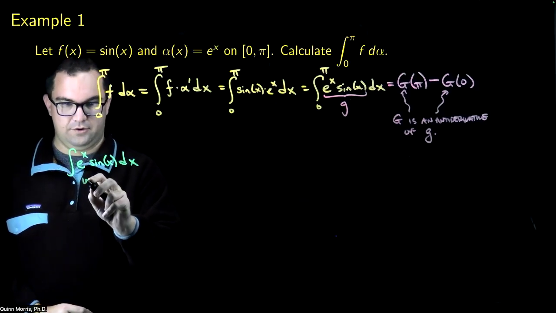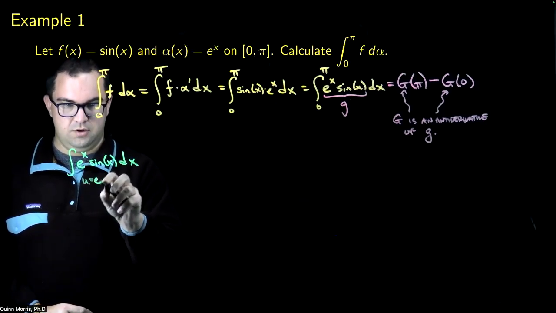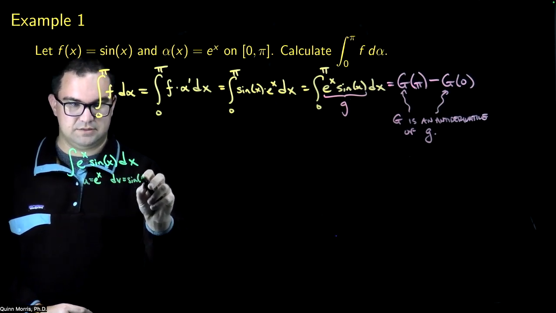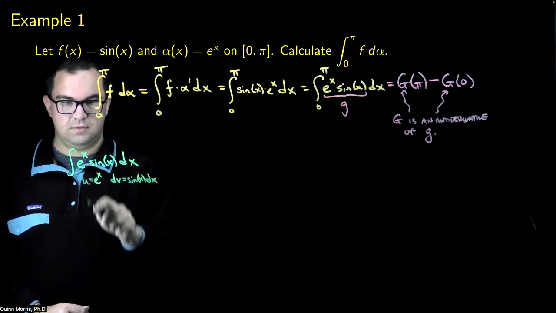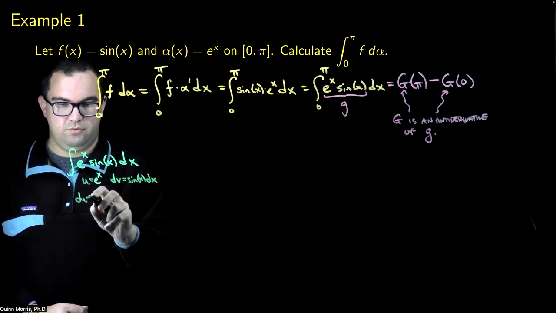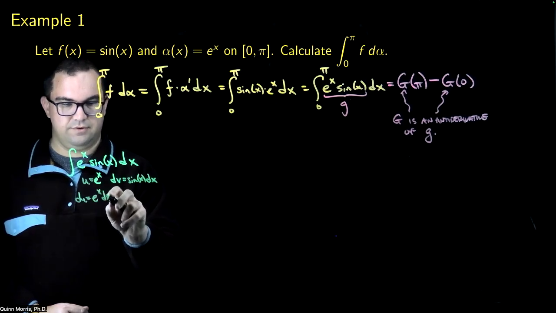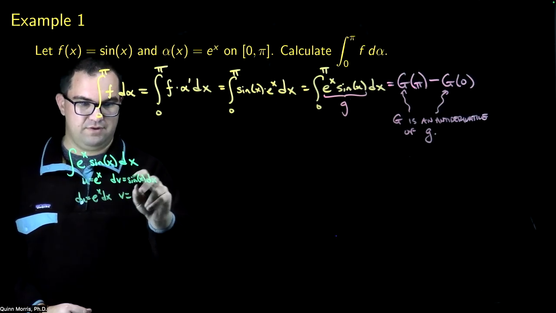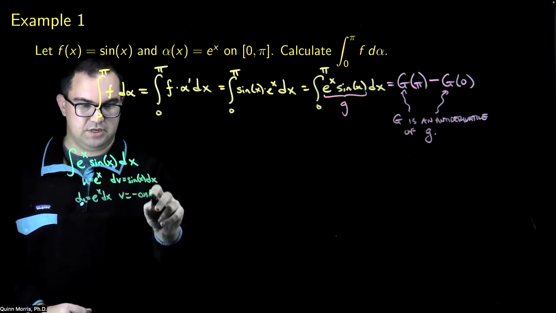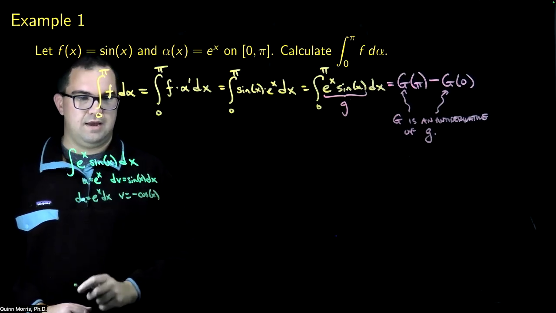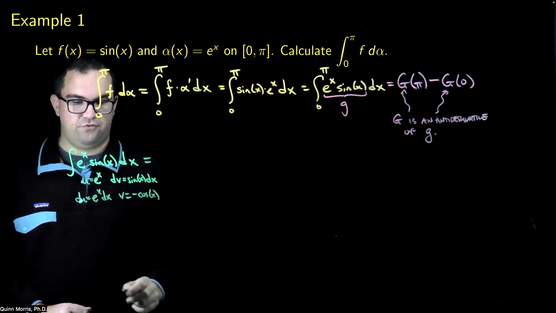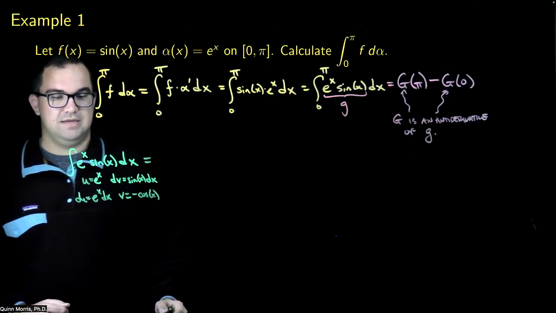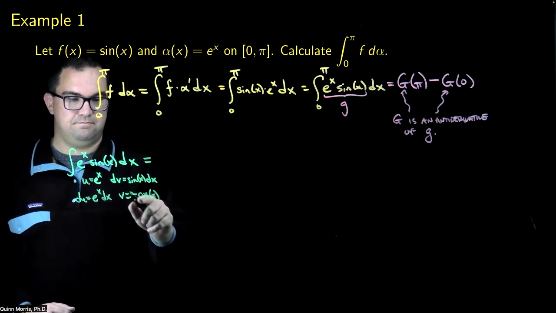So let's apply integration by parts. I'm going to let my u be e to the x. My dv will be sine of x dx. So my du will just be e to the x dx. Derivative of e to the x is just e to the x. My v will be the antiderivative of this, so this will be minus cosine of x. And now I apply the integration by parts formula. The integration by parts formula says the integral of u dv is equal to u times v.